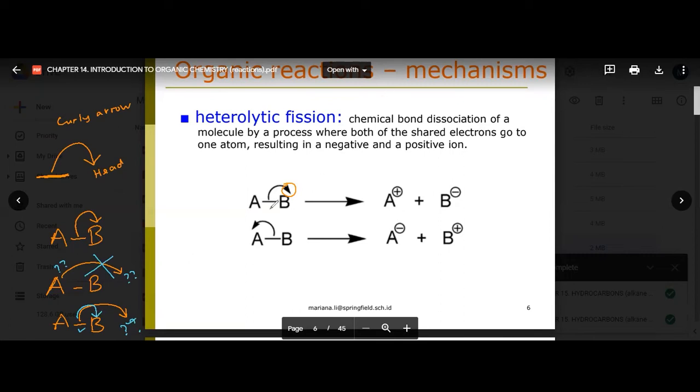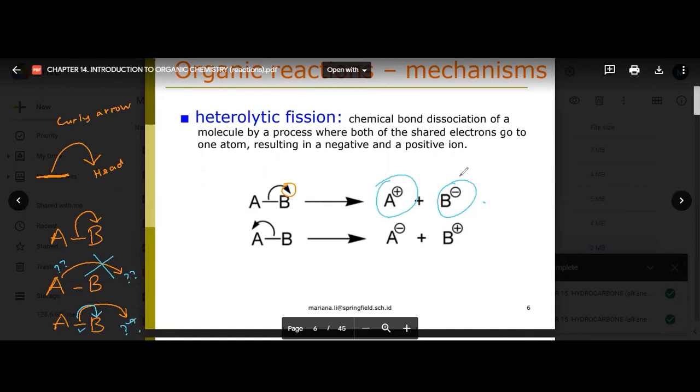Okay, you can imagine that the shared electrons go to one atom only. So this makes the other atom, which is A here, lose one electron, and so it will change to A plus, the cation, while B received 2 electrons. So that means it will be negatively charged. Yeah, it has a negative charge.